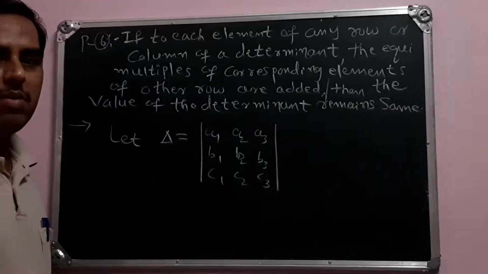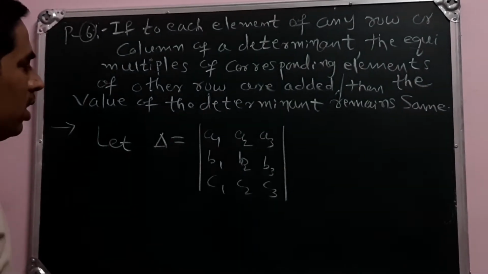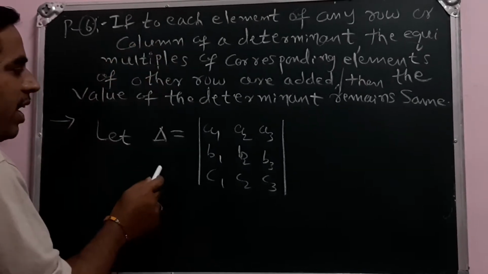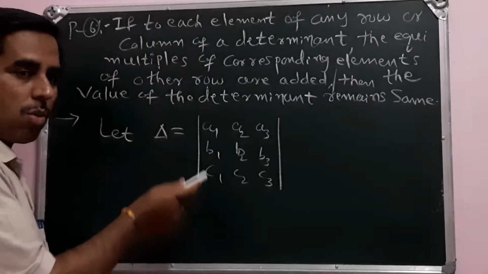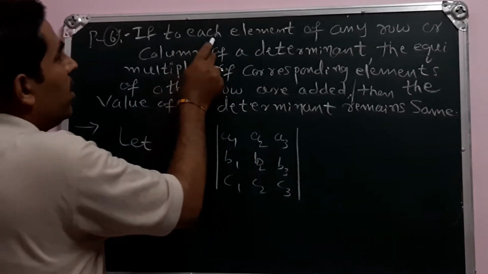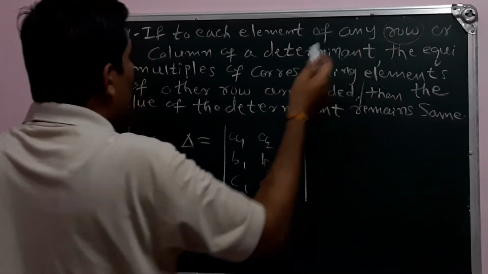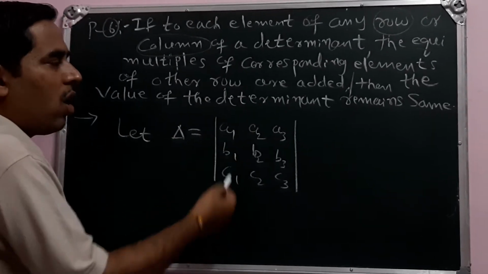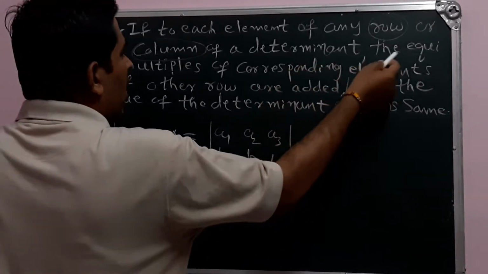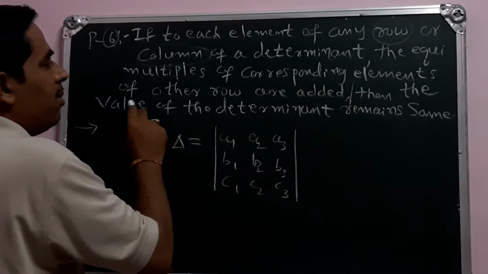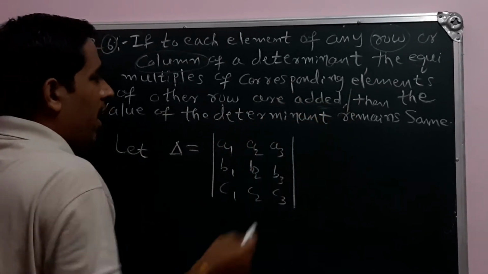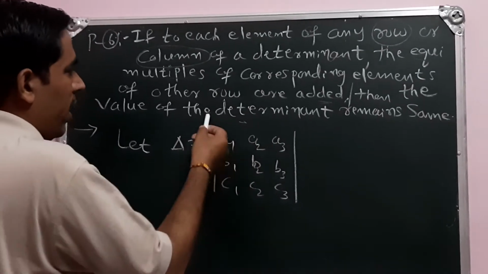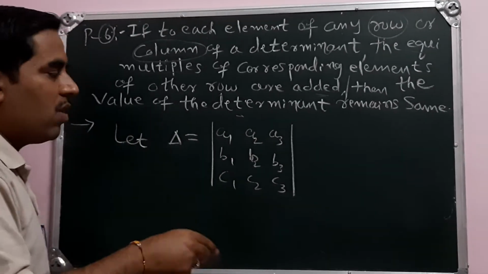So we have taken this in our previous properties to prove. This is my determinant. See what the property says. If I apply the transformation on this determinant, we select any row or any column. So I have to operate on any row or any column. The equimultiples of corresponding elements of other row are added. Then the value makes no difference at all. The value of that determinant will also be the same as this determinant.